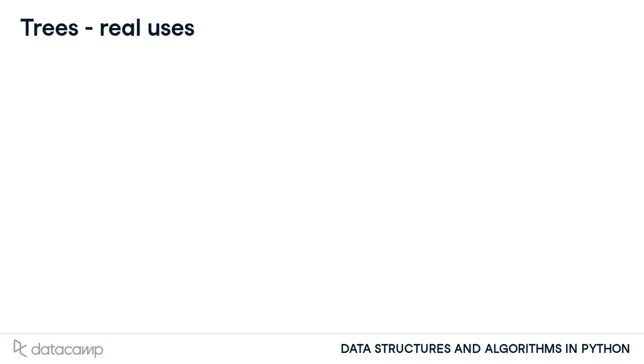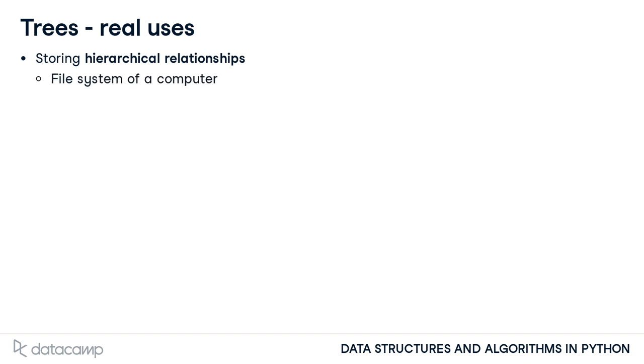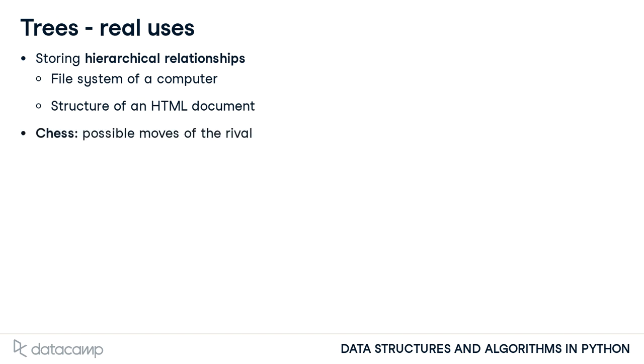Trees have many applications in storing hierarchical relationships, such as the file system of a computer or the structure of an HTML document. Trees are also used in chess to store the possible moves that a rival player can make. And in general, trees appear in many searching and sorting algorithms.